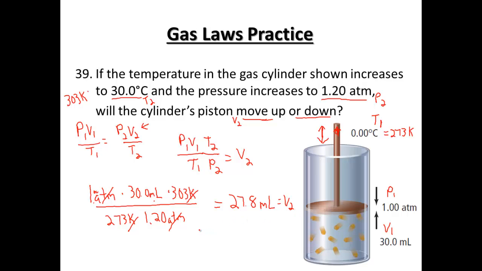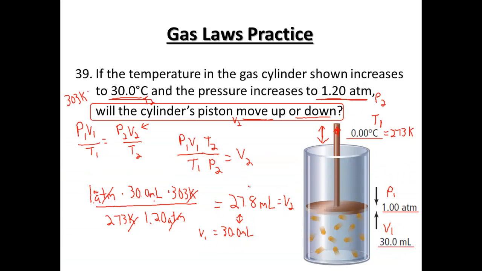Now our initial volume, volume 1, was 30 milliliters. So if we look at the difference between those two, if we started at 30 and went to 27.8, the question is, do we move up or down? So we must have that piston move down, or shrink in volume.